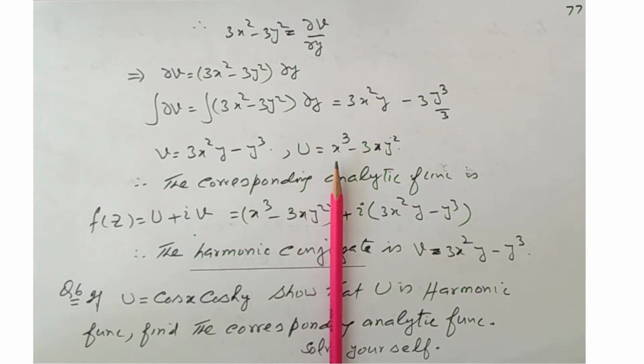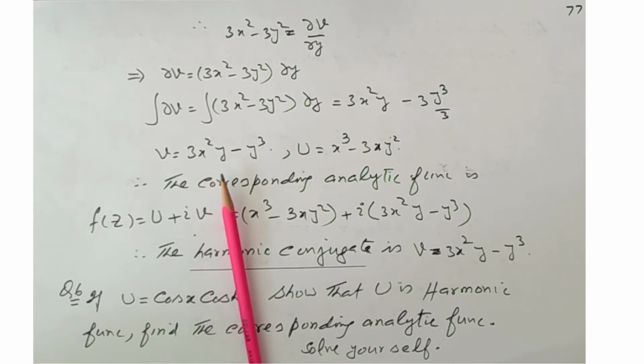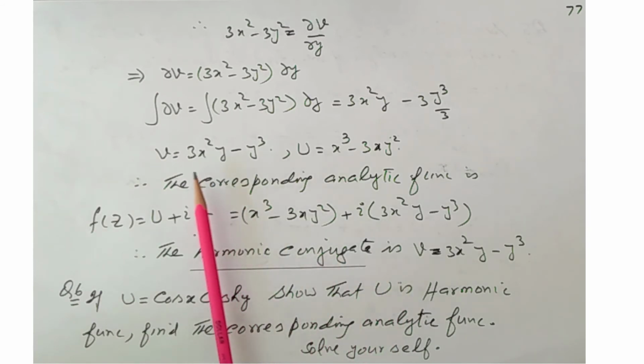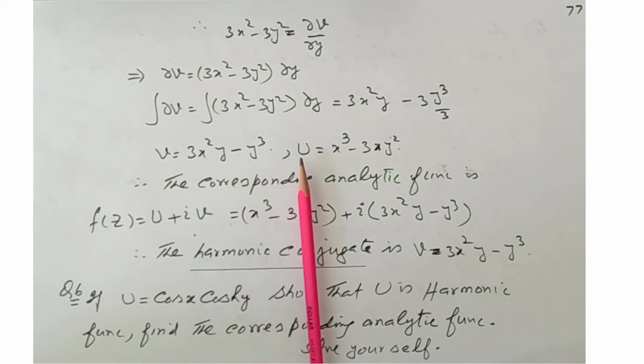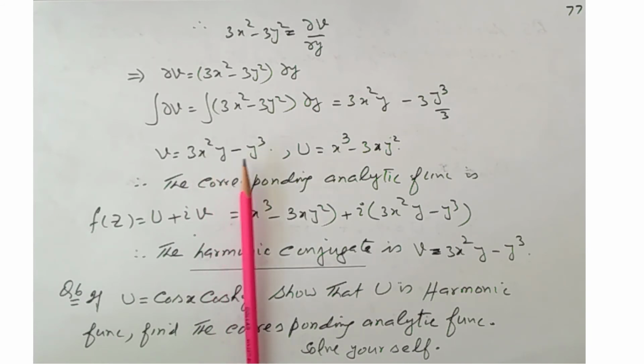Since u is x cube minus 3xy square, the corresponding analytic function is f of z equal to u plus iota v. Here we put the value of u, x cube minus 3xy square, and here we put the value of v, which is 3x square y minus y cube. So this is the required analytic function, and v is called the harmonic conjugate of u. So we have to find the value of harmonic conjugate. Here v equal to 3x square y minus y cube, and this is the harmonic conjugate of the given function.